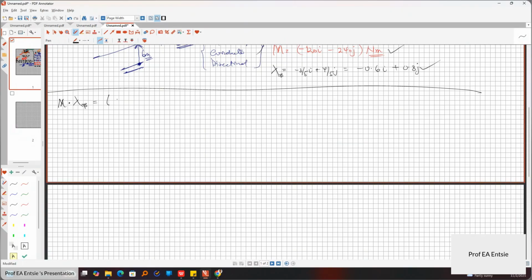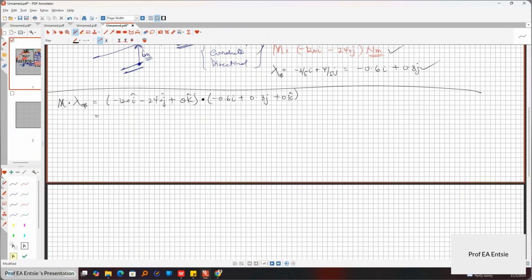What is my M? My moment is negative 120I minus 240J. Yes, if you don't want to be confused, you can make it plus 0K, since there is no term in K, so that there is a component in IJK. Dot lambda OB, which is negative 0.6 I plus 0.8 J plus 0K. Then you dot these two.